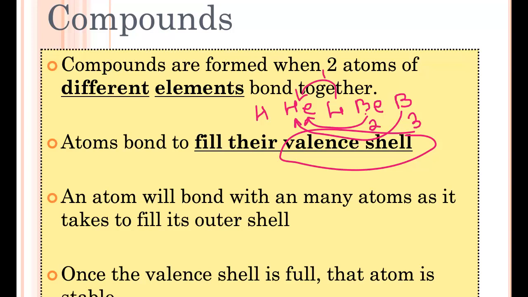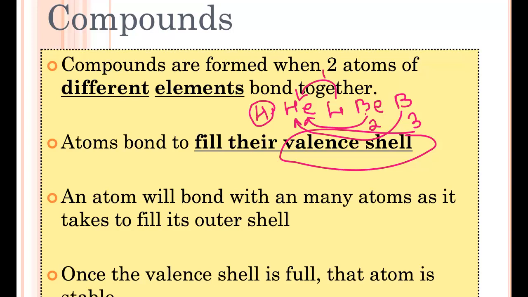Except for these 4 guys, this one is actually an exception to a rule because they don't gain. Hydrogen does not gain an electron. Instead, it loses an electron and becomes a proton. We'll get to that later.